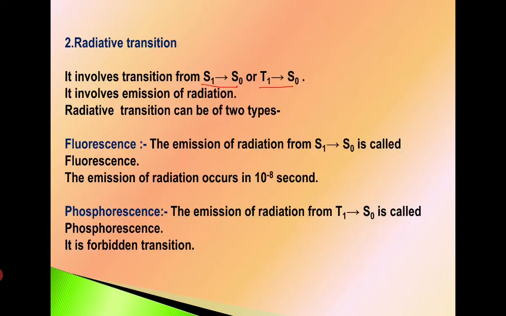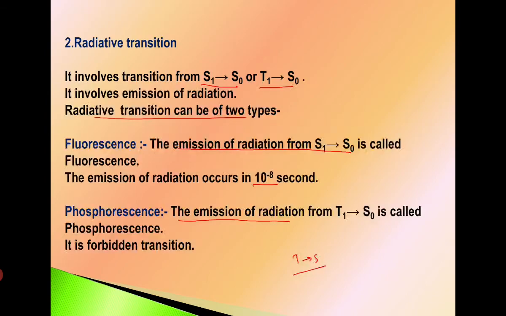Next, radiative transition can be of two types. The emission of radiations from S1 to S0 is called fluorescence. This occurs in 10 power minus 8 seconds. Phosphorescence is the emission of radiation from T1 to S0 state. It is a forbidden transition, as we have seen, that the transitions from triplet state to singlet state are forbidden transitions. Only transitions between two singlet states or two triplet states are allowed transitions.